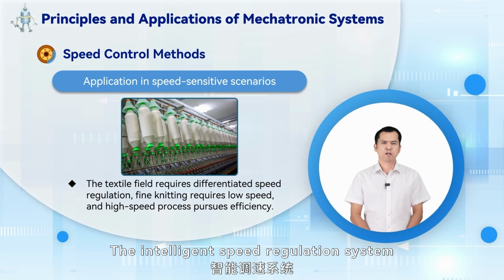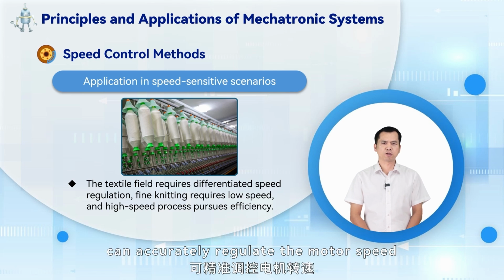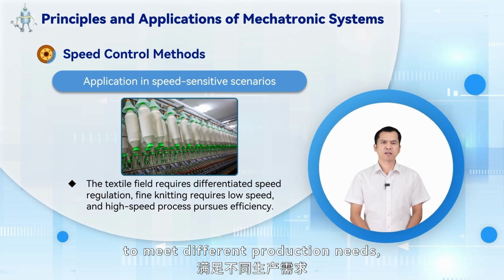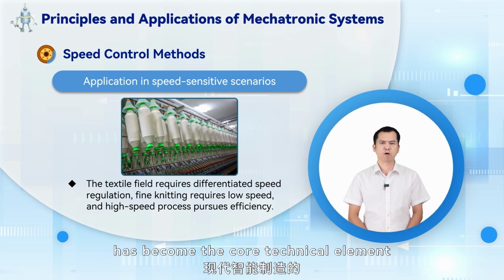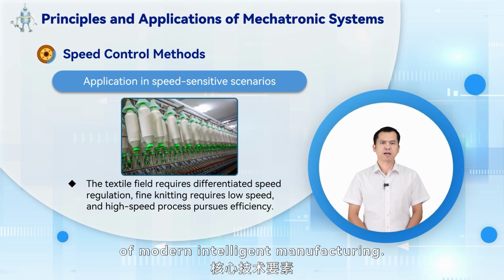The intelligent speed regulation system can accurately regulate the motor speed to meet different production needs, and its dynamic speed regulation capability has become the core technical element of modern intelligent manufacturing.